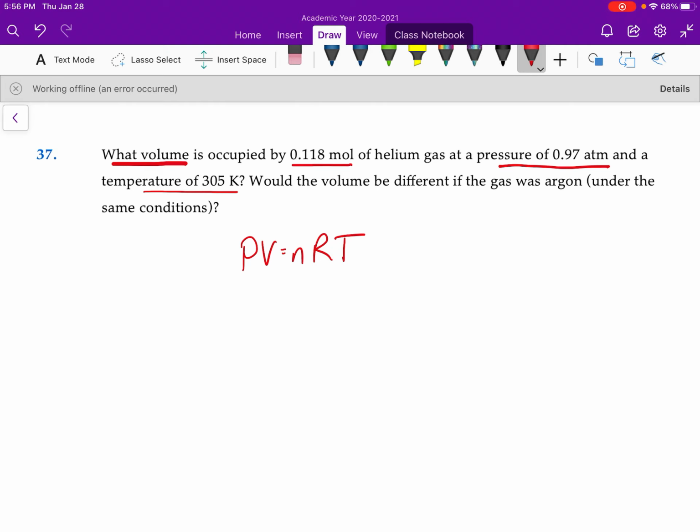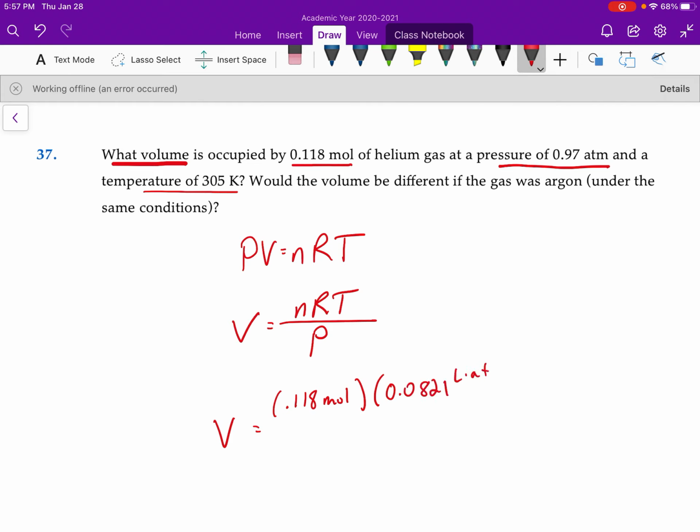So they're asking for volume, so I'm going to rearrange the equation. Okay? And I'm going to rearrange and solve for volume just to make my algebra a little bit easier. So what I did was I divided both sides by pressure. Okay? So now I've isolated volume. So now I can solve for this. And now I'm going to plug in. So for N, 0.118 moles. For R, that's the constant. So I'm going to plug in the constant. I'm going to put in the units just so I make sure that I've canceled everything out.